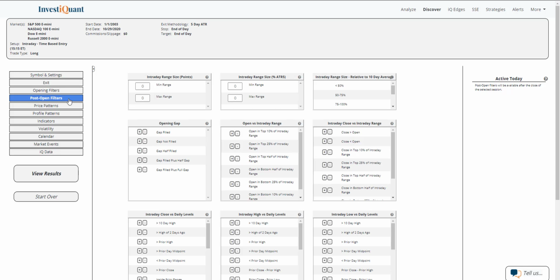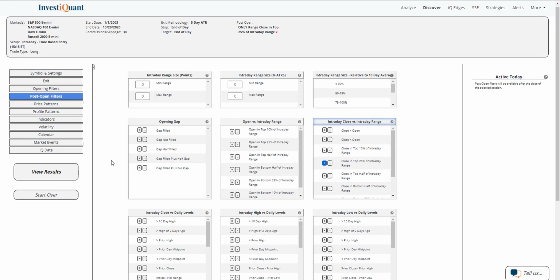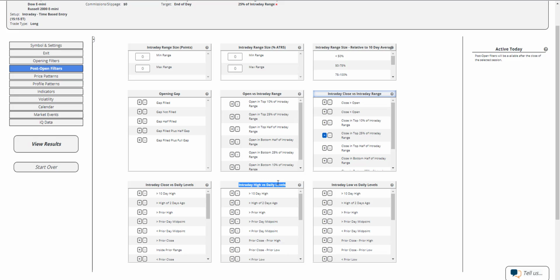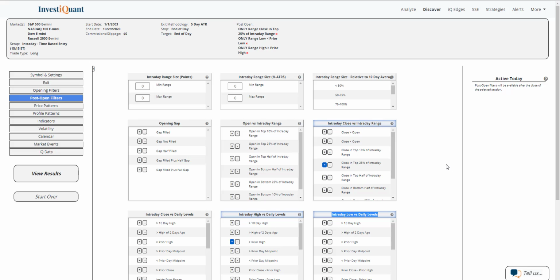Next, I'm going to go into the post-open filters and create this outside day pattern, and I'm going to say we're trading strong as well. So the first thing I'm going to do is say we're trading in the top 25% of the range, so that means that we are trading strong on the session. And then I'm going to go to intraday high versus daily levels. I'm going to say that the high is greater than the prior day high, and the intraday low versus daily levels, I'm going to say the low is less than the prior day low.